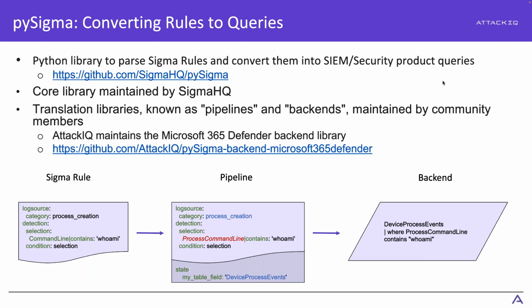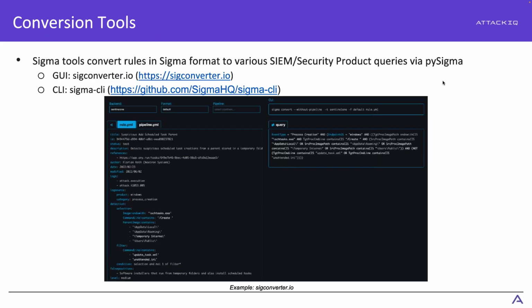AttackIQ actually maintains the Microsoft 365 Defender library, link shown right here in the slide. And to give an idea of how this works, at the bottom, you have a Sigma rule, you run it through a pipeline library, and that will do the field renames and add some more information if needed that the backend can then use to take that transformed rule and convert it into an actual product query.